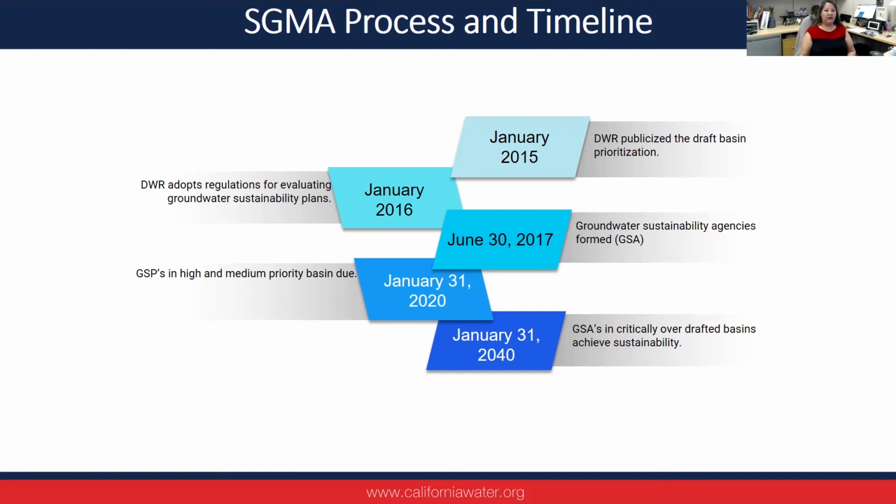That doesn't mean that they submitted their plan and 20 years later, they'll figure it out. There's actually milestones along the way and some reporting that needs to be done to make sure that you are going to achieve sustainability by 2040 and not that you start closer to the end.